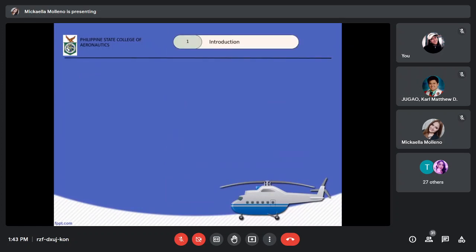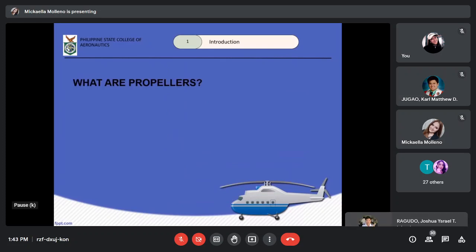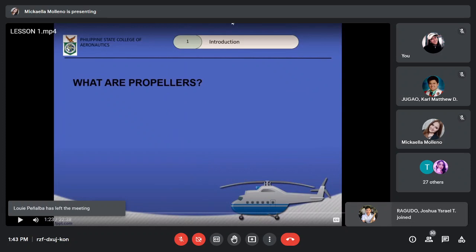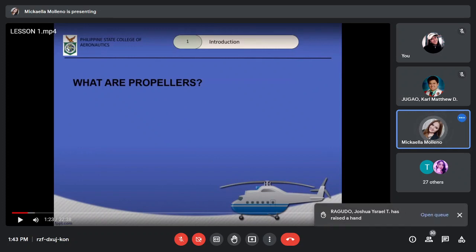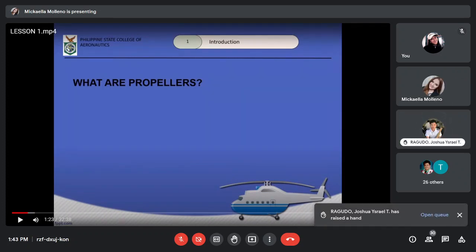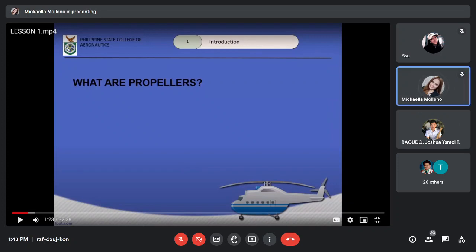Now, for our introduction, we should start with the question. What are propellers? Okay, so does anybody have an idea what are propellers? Just kahit rough words lang in your own words. Okay, Ragudo. Propellers are used to, as in the word po, to propel the aircraft either upward or forward through the air po.